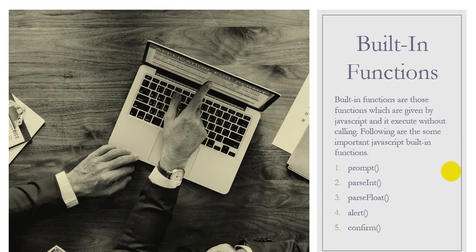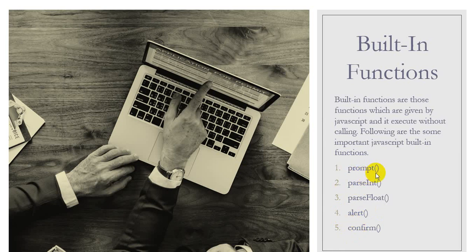Then parseInt and parseFloat are conversion functions used to convert into a number and into a decimal number. Then alert, which we have seen, displays an alert box. Then confirm displays a confirm box. We will see these later, but our focus will be on prompt.